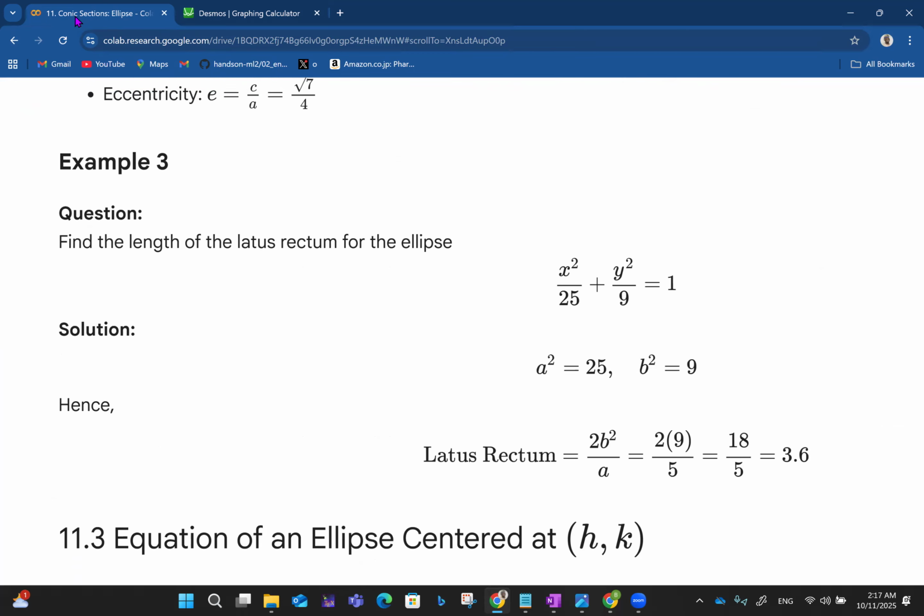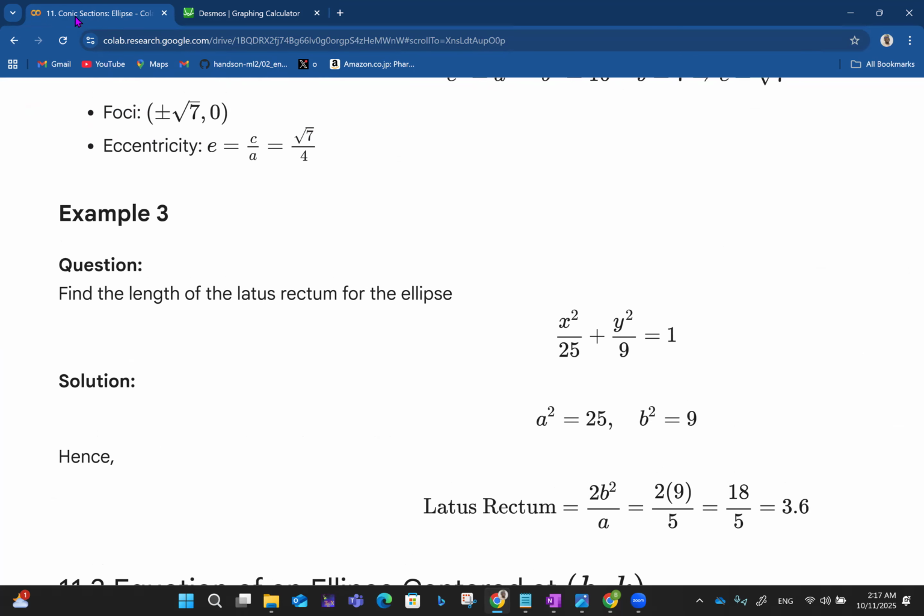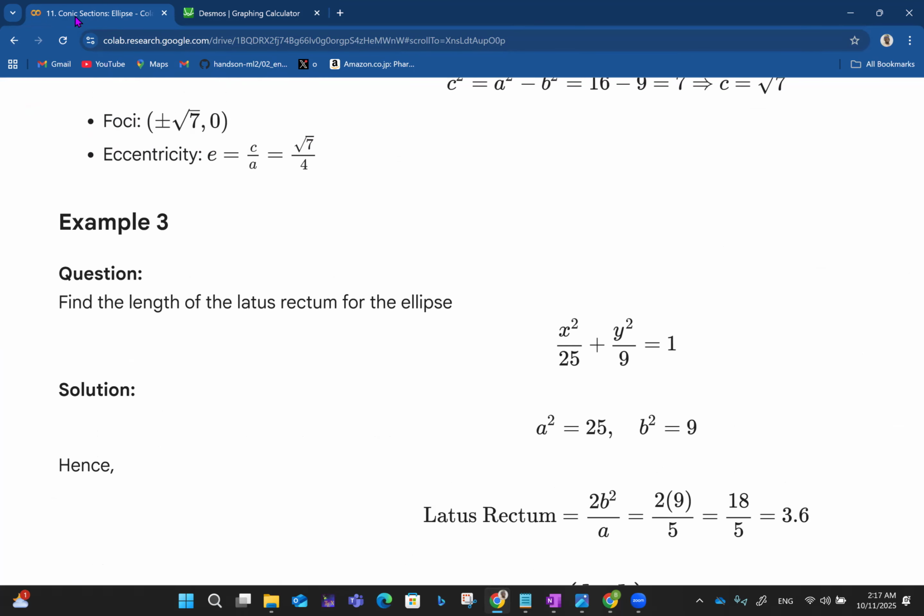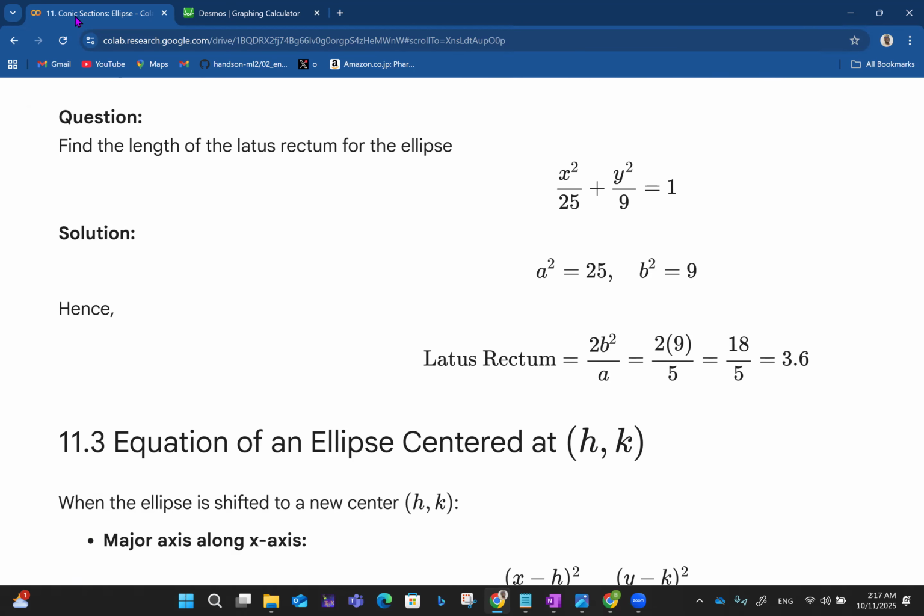Then example 3: you have x squared over 25 plus y squared over 9 equals 1. We saw that before. So a squared is 25, b squared is 9. The latus rectum is simply 2b squared divided by a. So 2 times 9 divided by the square root of 25, that's 5. And the latus rectum is simply 3.6. That's the length of the latus rectum of the ellipse.